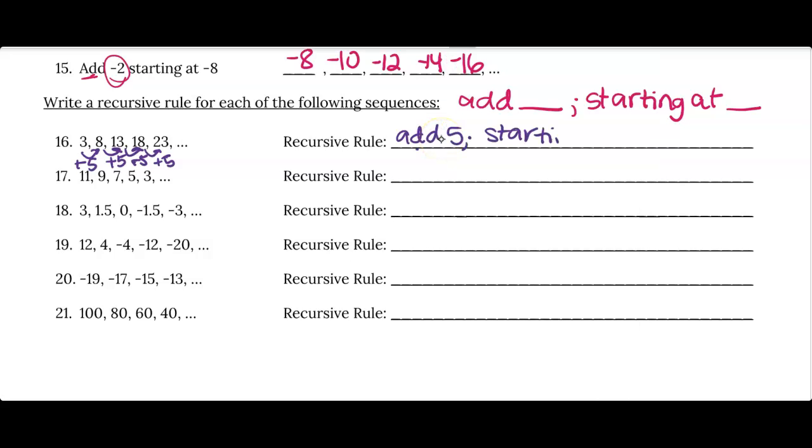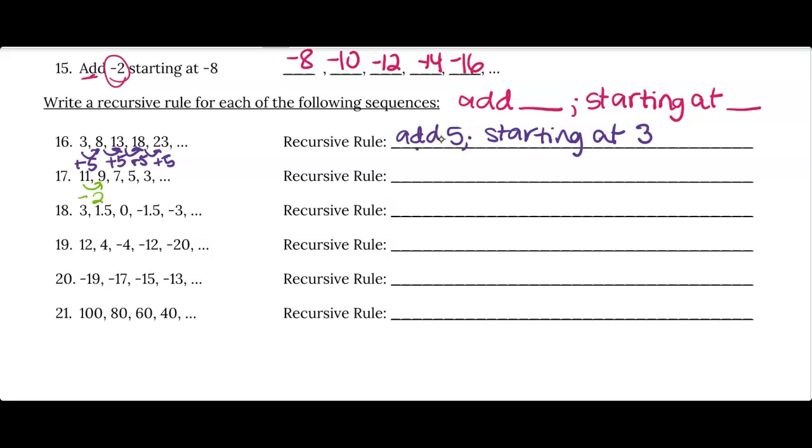starting at 3. It's very important to make sure that you write the entire piece there. You need what you're doing and where you're starting. If you don't give a starting point, then you can't make a distinct sequence. Lots of sequences add by 5, but this is the specific one that we wanted, so we have to have a starting point. So looking at number 17, to get from 11 to 9, I minus 2.